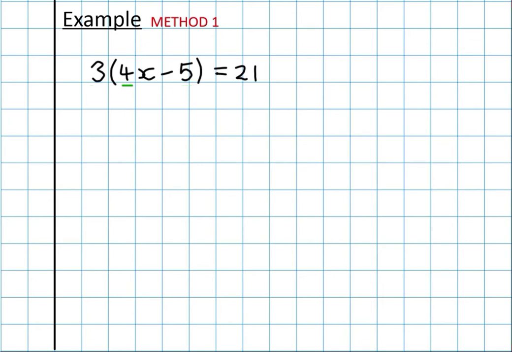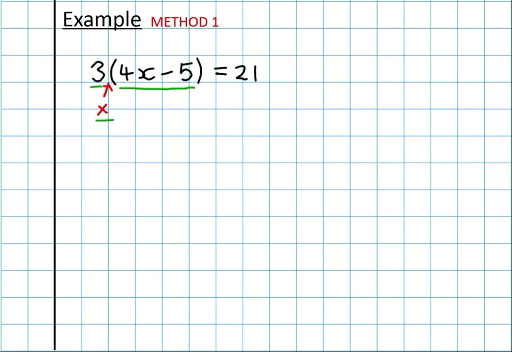How do we do that? Well, we need to understand in what way the 3 is joined to the rest of the expression on the left-hand side of this equation. And it's joined by a secret multiply sign just between the 3 and the bracket. So we've got 4x minus 5 being multiplied by 3.